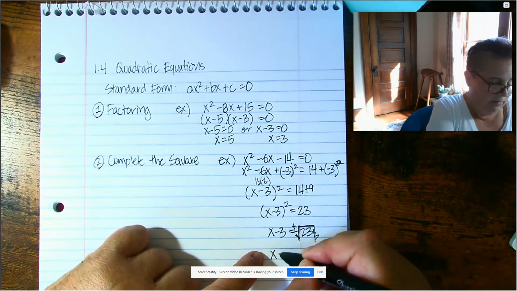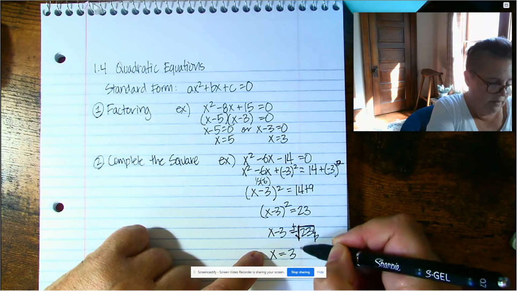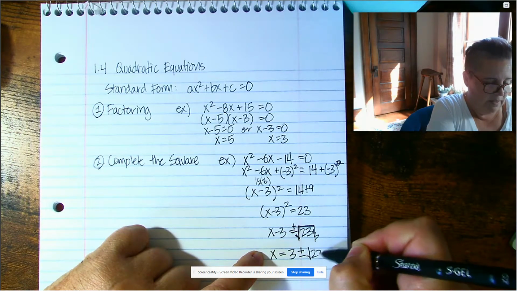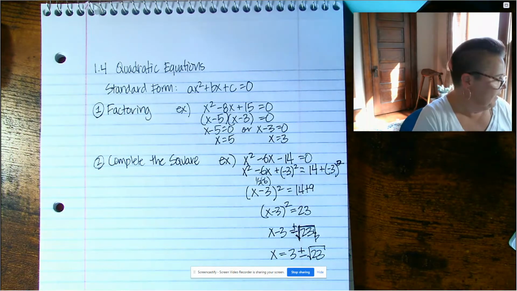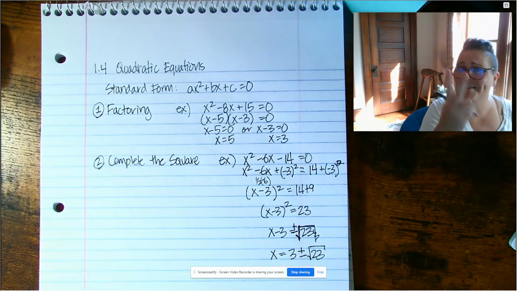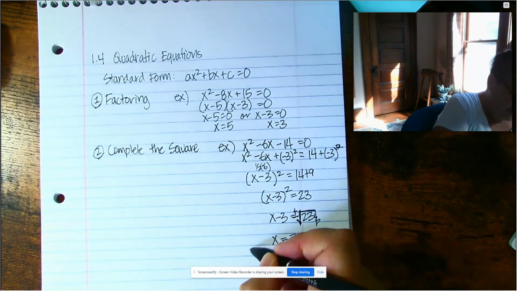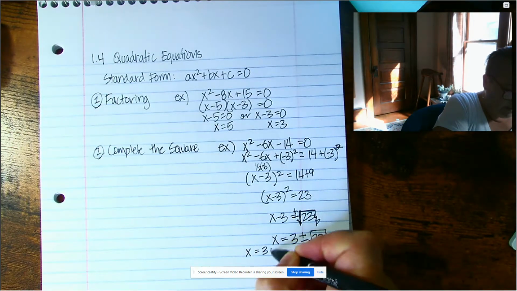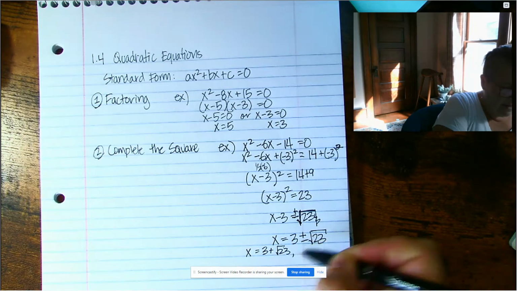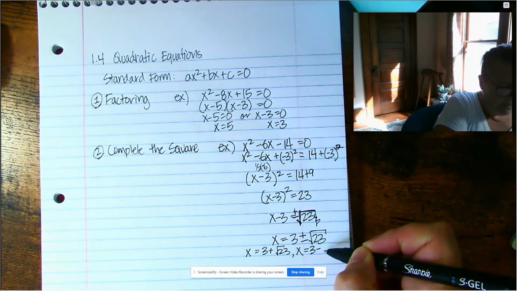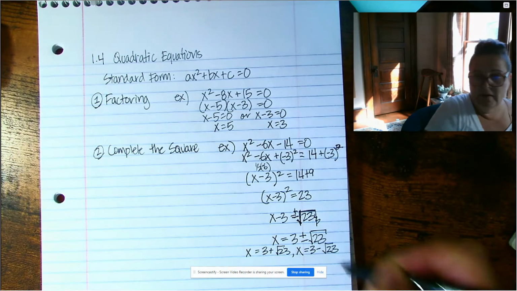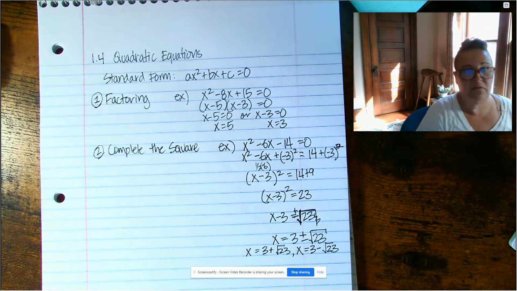Then I'm going to add 3 to both sides. So x is 3 plus or minus the square root of 23. And I have completed the square. X has two solutions. Once again, x could be 3 plus the square root of 23, and x could be 3 minus the square root of 23. There you go, positive, negative, completing the square.